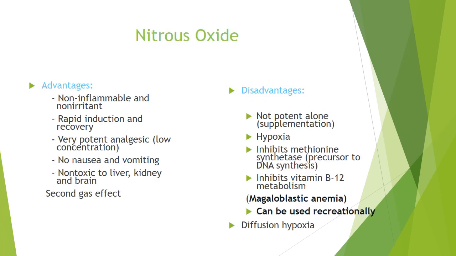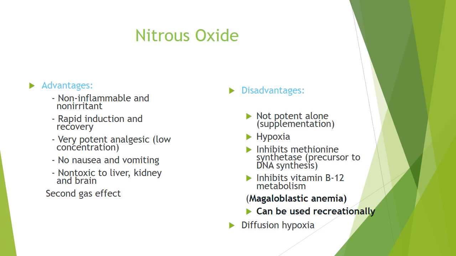Now the advantages and disadvantages of nitrous oxide. Advantages are that it is non-inflammable and non-irritant. It has rapid induction and rapid recovery. It is a very potent analgesic. It causes no nausea and vomiting. It is non-toxic to the liver, kidney, and brain. It has the effect of second gas effect, which is beneficial.